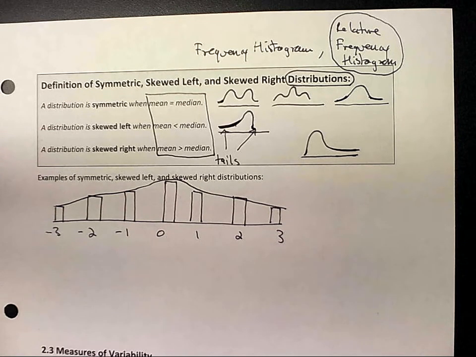If it's symmetric on both sides, and it's centered right here on the number 0, what is going to be the average of all of these numbers in here? What do you guys think? If it's a symmetric distribution, the average is going to be 0, right?